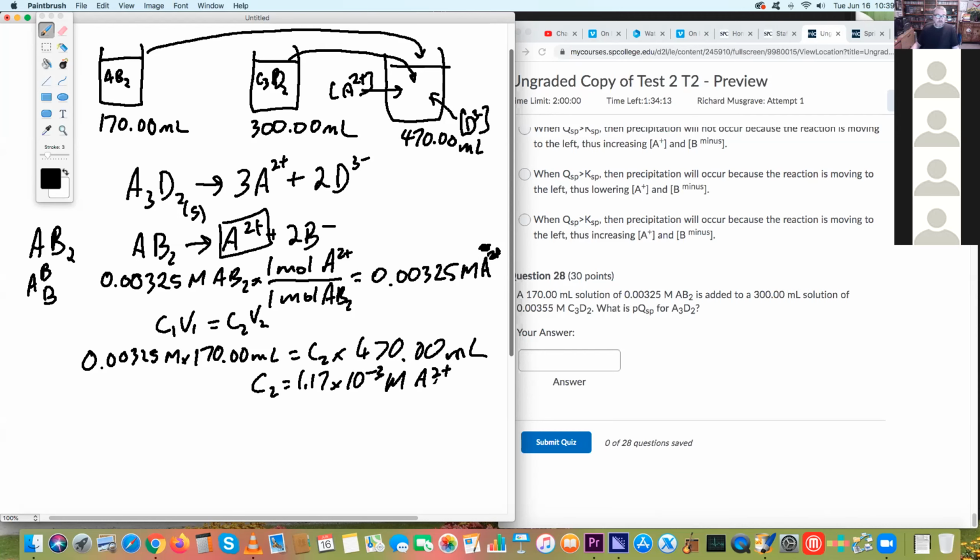Okay, so I want you to see what we did there. There are 2 steps. First of all, we focus on the initial solution and the concentration of A in that solution. And then we have to figure out the concentration of A once it gets diluted.